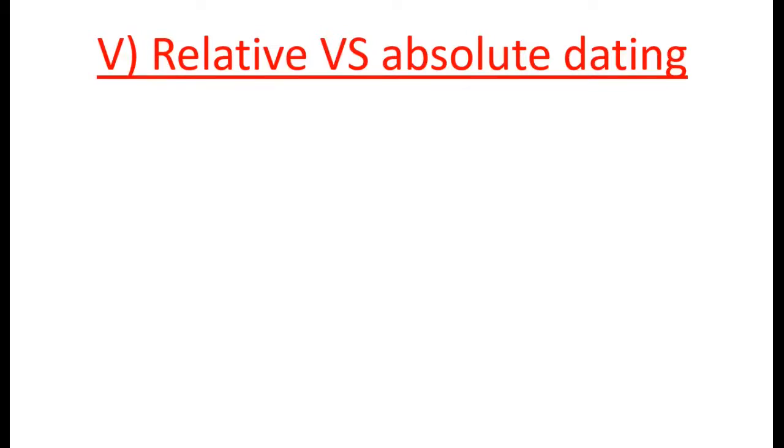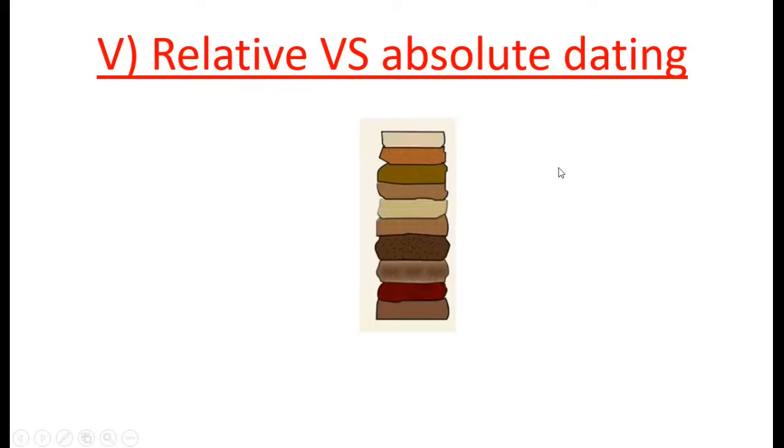Number 5, relative versus absolute dating. There are two big principles in dating, and we're going to have a look at these two big principles, and you need to know a little about both. So let's imagine you are in front of a layout of sedimentary rocks, and you are asked to say, well, can you say which one's older, which one's younger, what's the age? So you could have two approaches to this.